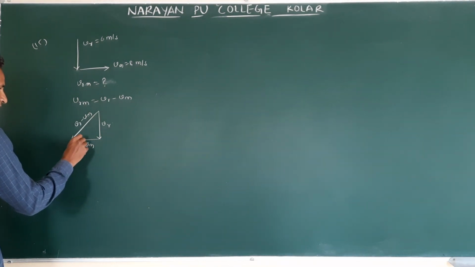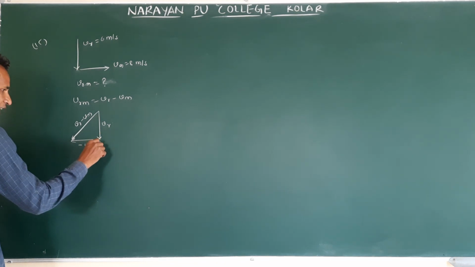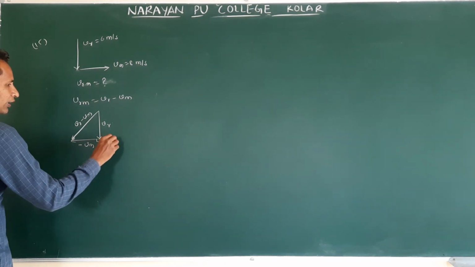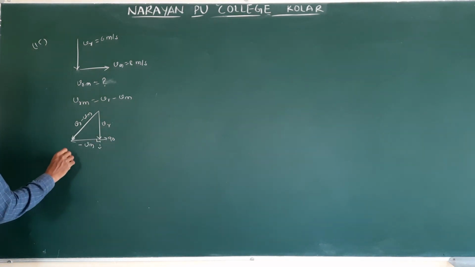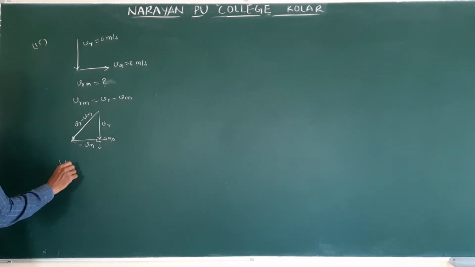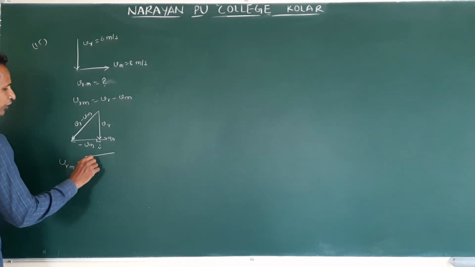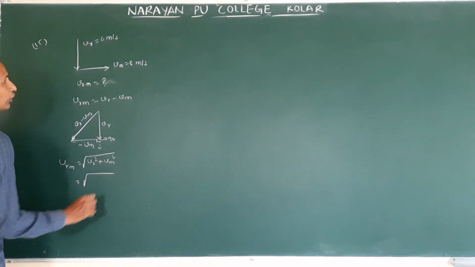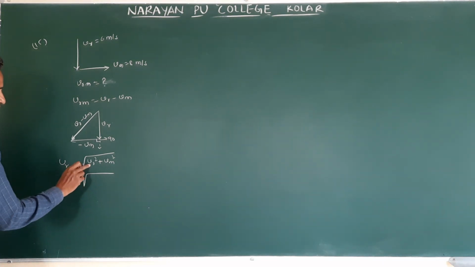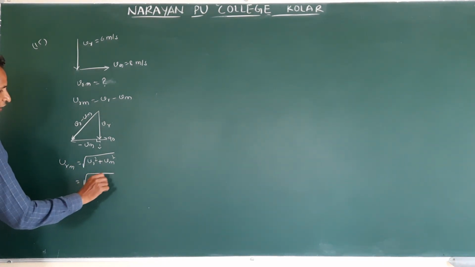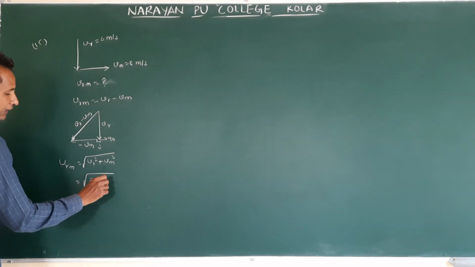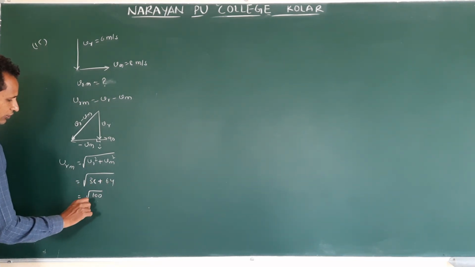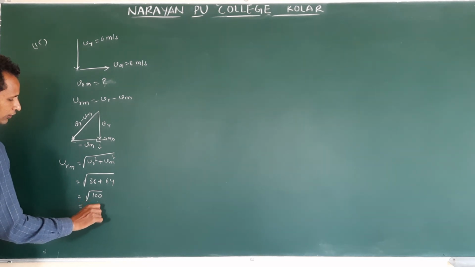We do not take head and tail. This we will extend. By extending here, two tails combined, the angle will be 90 degree. If this is 90 degree, what is the magnitude? Vrm is equal to under root of Vr square plus Vm square. Vr is 6, 6 square means 36. Vm is 8, 8 square is 64. This is root 100, which means 10 meter per second.